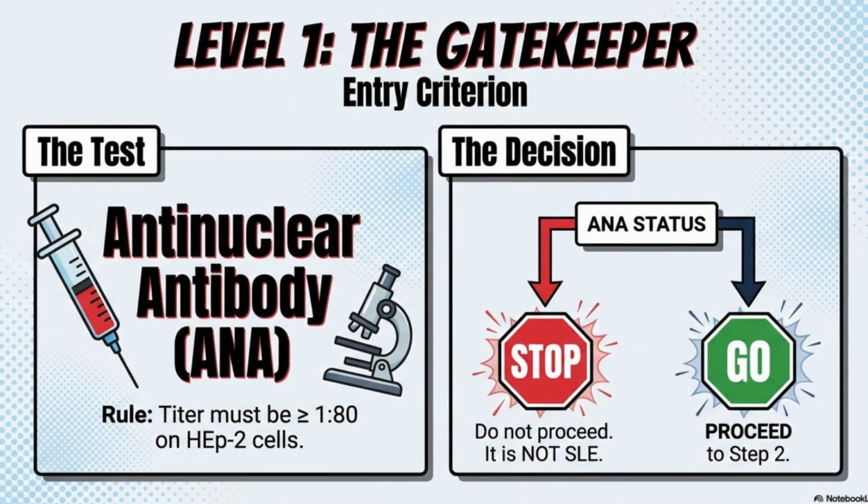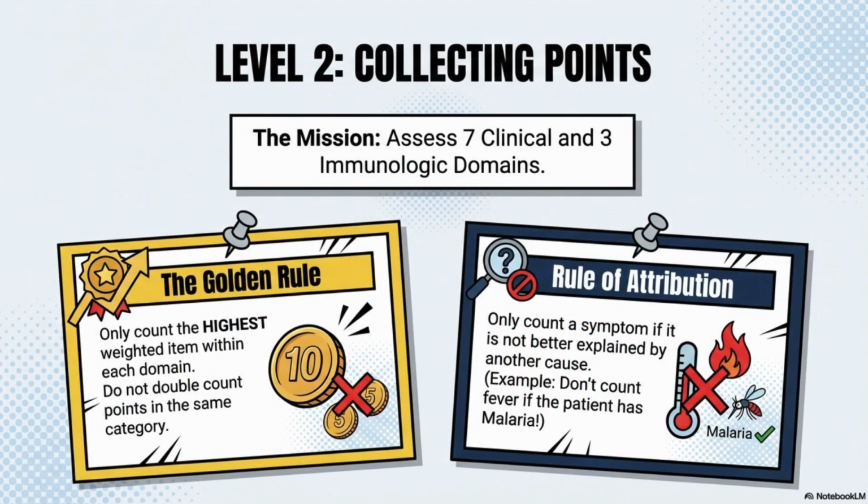So let's begin with level 1, the gatekeeper. The test is ANA, anti-nuclear antibody. Here's the rule. If the ANA is negative, stop. It's not SLE, game over. If the ANA titer is 1:80 or more on HEp-2 cells, proceed to level 2, which is collecting points.